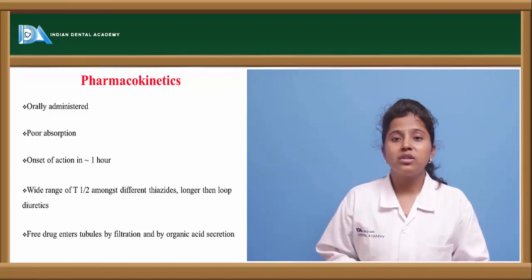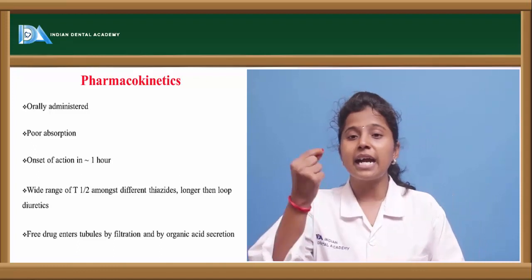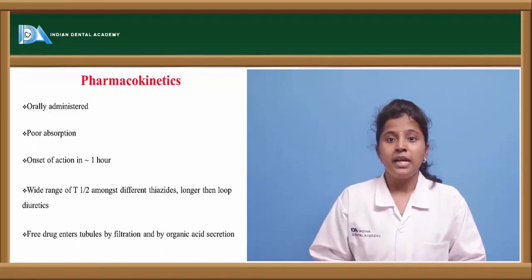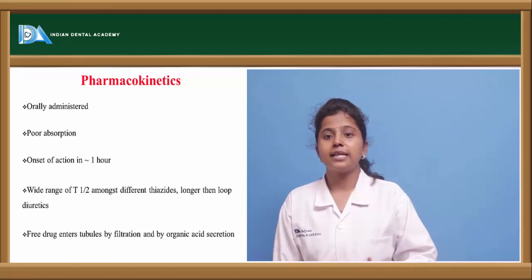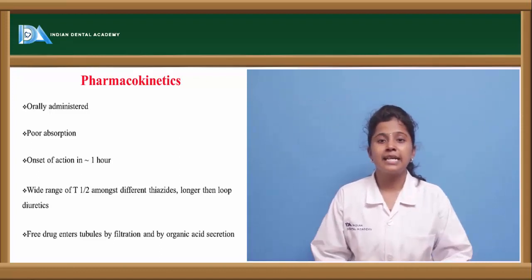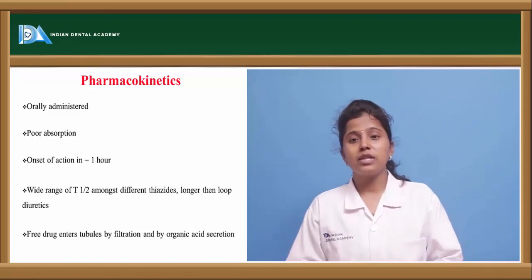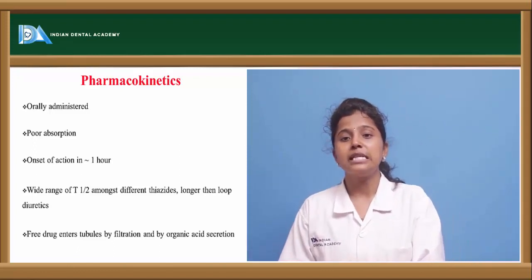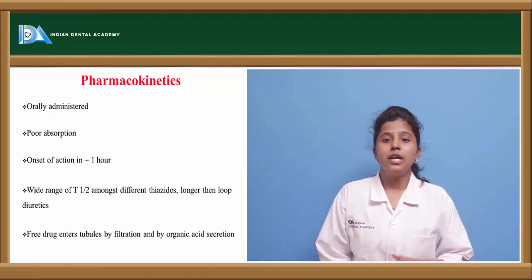First pass metabolism is a kind of metabolism. Usually when a drug is administered into the body, it has to pass through the GIT, it has to go through the liver metabolism, and thereby it is getting absorbed into the body. So when this first pass metabolism is observed for these thiazide diuretics, then poor absorption takes place.